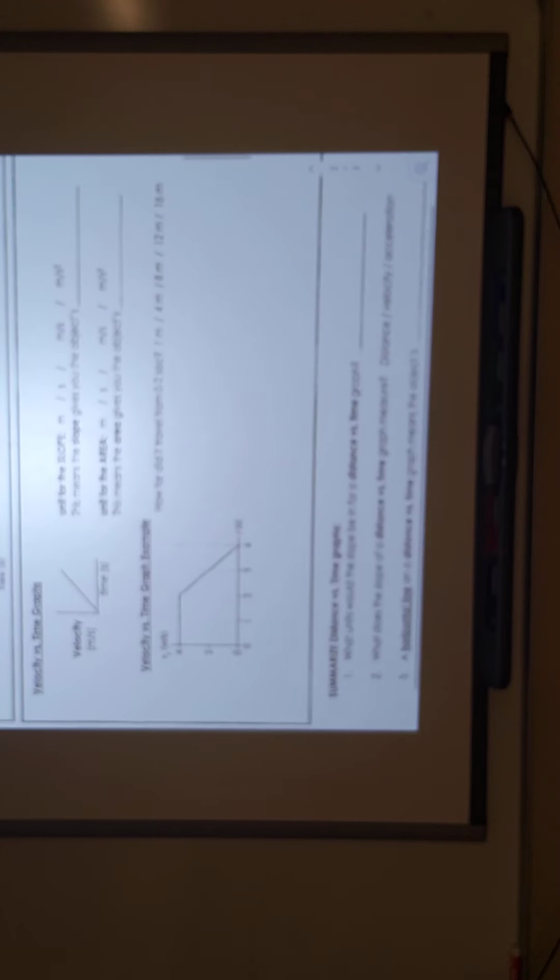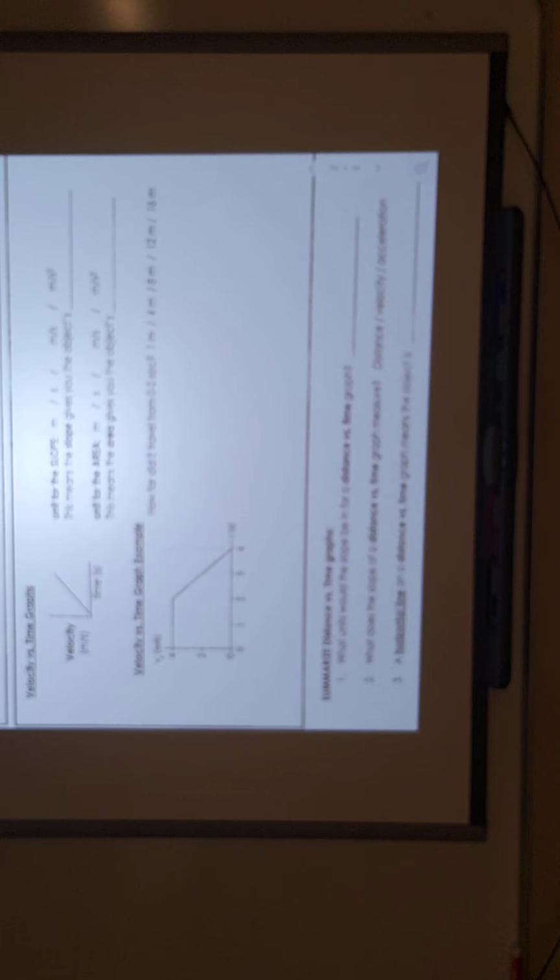Our other type of graph is a velocity versus time graph. The unit for the slope, if we take the change in y over the change in x, we are going to take meters per second, divided by another seconds. I showed you last week how this turns into meters per second squared. It's because the seconds on the bottom, you have to multiply by the reciprocal to get it off the bottom, and nothing cancels out and it turns into meters per second squared. That means it's telling you the object's acceleration.